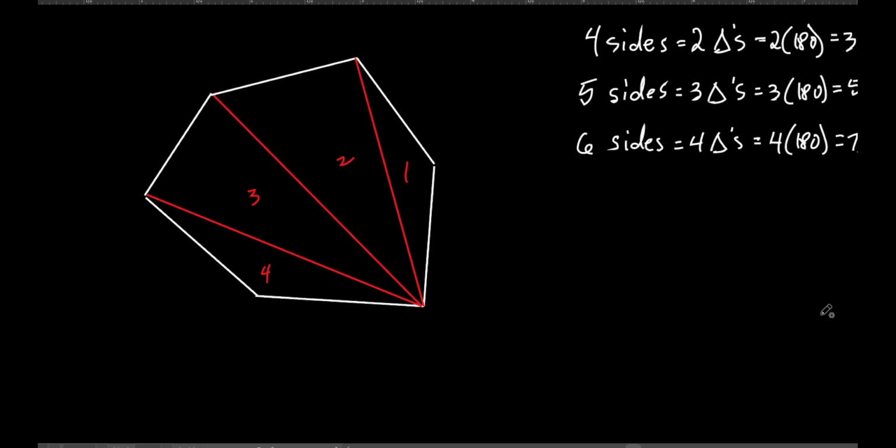I could keep doing this all day long, but I'm not going to, don't worry. Let's just kind of guess. What if I had 7 sides? Instead of drawing it out, what do you think? It's 5. How'd you get 5?